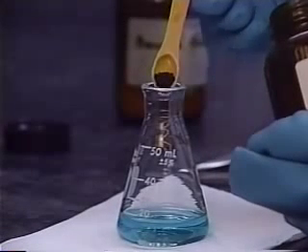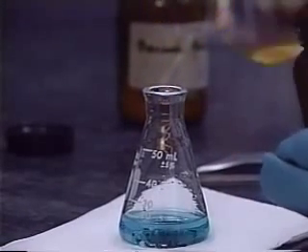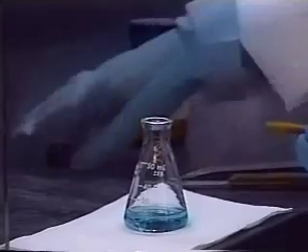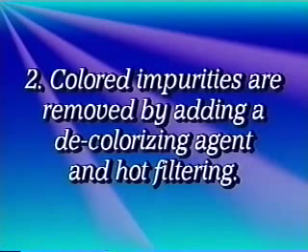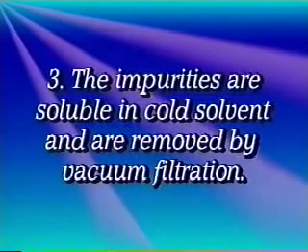In a crystallization, impurities are removed at one or more of 3 stages of the procedure. 1. They are insoluble in the hot solvent and are removed by hot filtration. 2. Colored impurities are removed by adding a decolorizing agent and hot filtering. 3. The impurities are soluble in cold solvent and are removed by vacuum filtration.